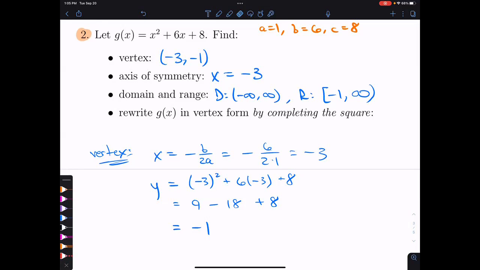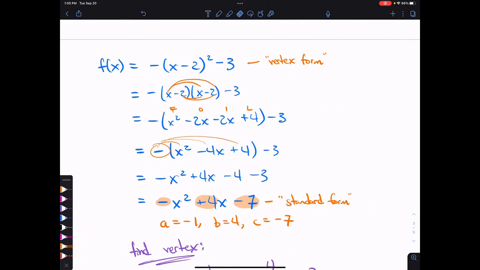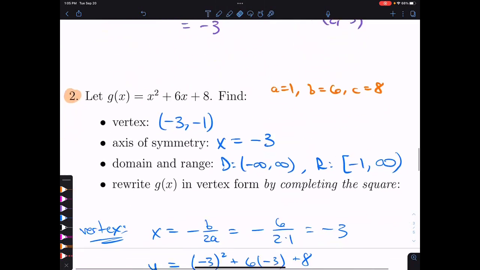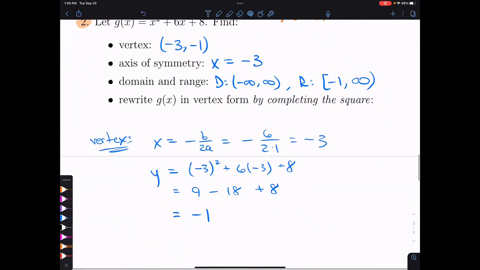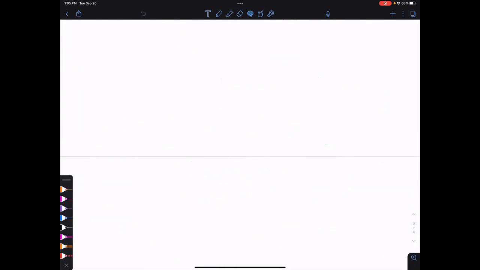Okay. All right, now this last part, rewriting it in vertex form by completing the square. So what we're trying to do is take what we have and what we did here a minute ago. We're trying to go from here and work backwards, right? So go from something like this to looking something like that. To do that, we have to use a technique that we call, doggone it. Hang on.